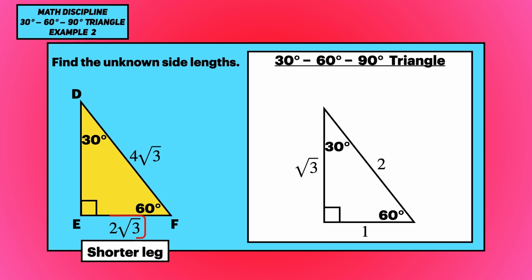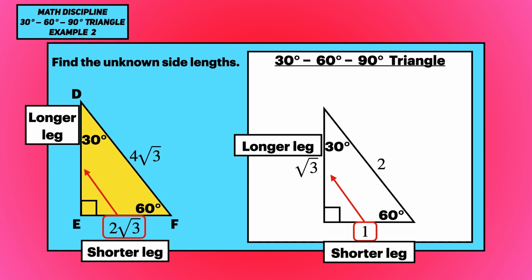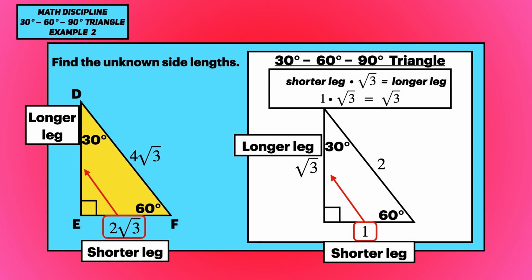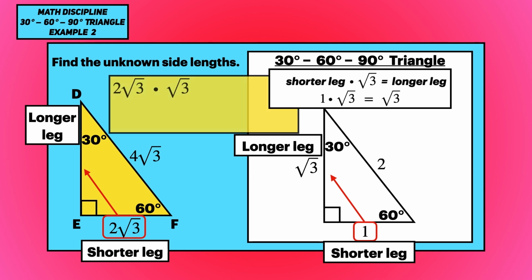Now let's get the length of the longer leg. Our reference triangle on the right shows us that to go from the shorter leg to the longer leg, you must multiply the shorter leg by the square root of 3. So we're going to multiply 2 square root of 3 by the square root of 3. This gives us 2 square root of 9. Now we can simplify the square root of 9. The square root of 9 is 3. This simplifies our expression to 2 times 3. So we multiply 2 times 3 and that gives us the length of the longer leg, which is 6.